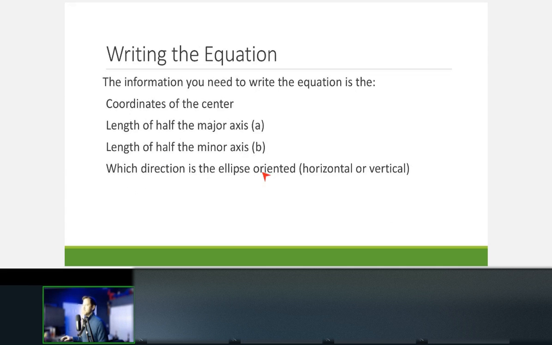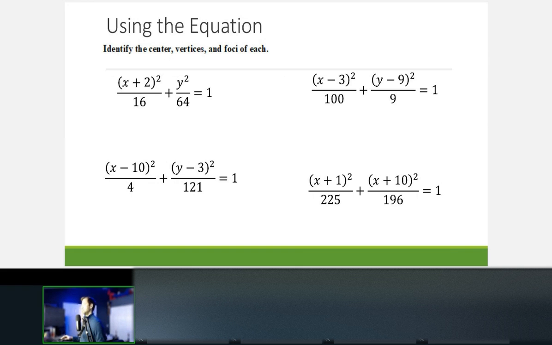We also need to know which direction the ellipse is oriented, whether it is horizontal or vertical, and that really determines where A and B go. If it's horizontal, so if it's longer in the X direction, the A will go under the X stuff. If it was longer in the Y direction, it would be vertical, and that means the A would go under the Y stuff. So let's take a look. Now we're to the examples. We've got 4 examples today.